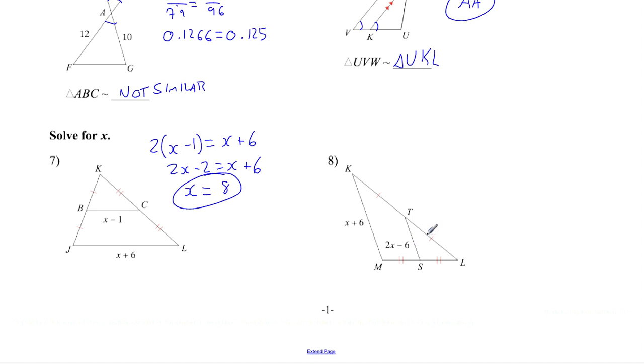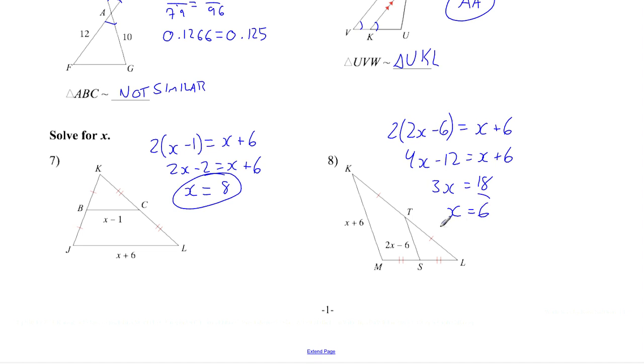Done. And actually the same deal over here. So this is going to be 2 times 2x minus 6, and that's going to equal x plus 6. So we distribute this in, so we get 4x minus 12 equals x plus 6. So we get 3x is equal to 18. X is equal to 6. Beautiful problem there. Yeah, so this is just that nice theorem. It makes it really easy when you know the theorem, and you can do that work.